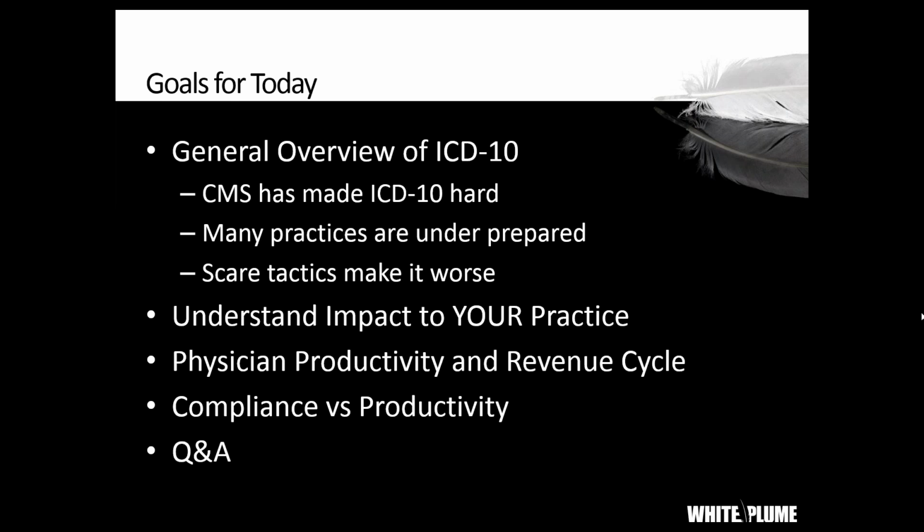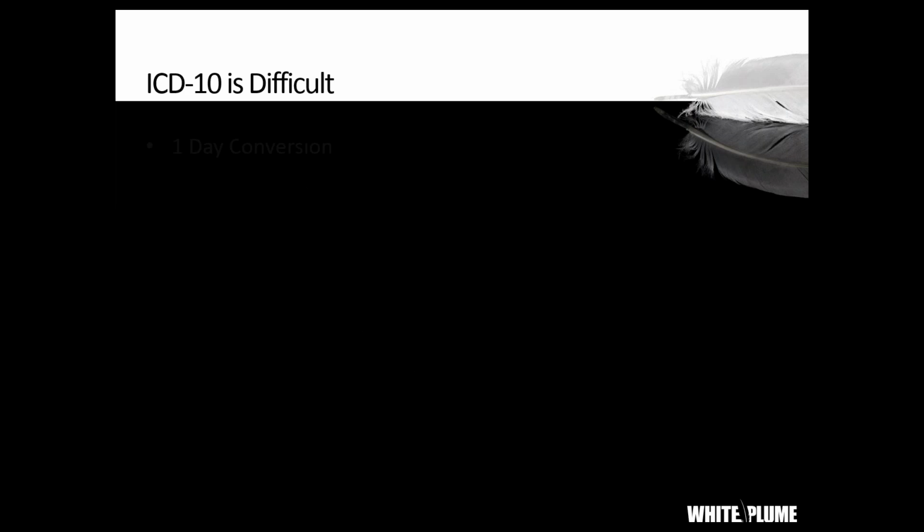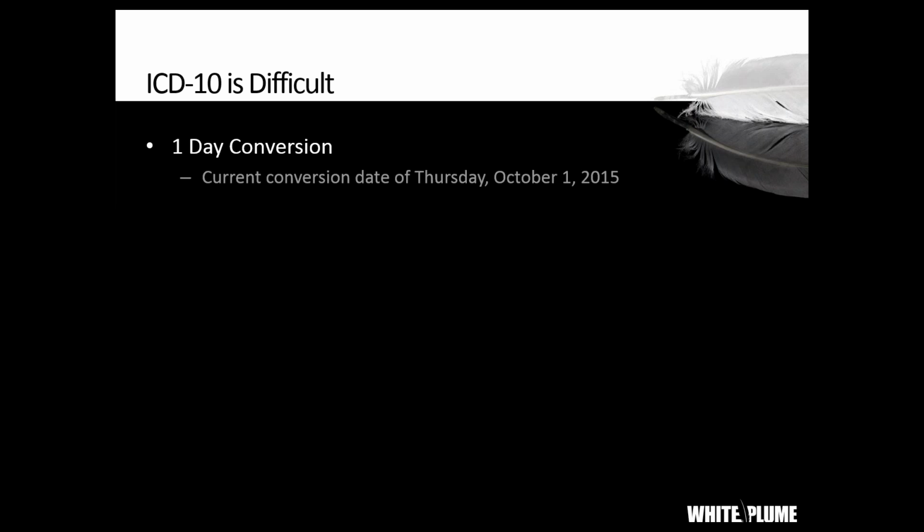So let's jump in. What makes ICD-10 hard? What makes it uniquely difficult here in the United States? The first thing is that it's a one-day conversion. Now, I'm sure everybody's familiar with this, that the magic day for ICD-10 is Thursday, October the 1st. It's a one-day conversion. That means there's no grace period on the back end, but there's also no transition period on the front end.